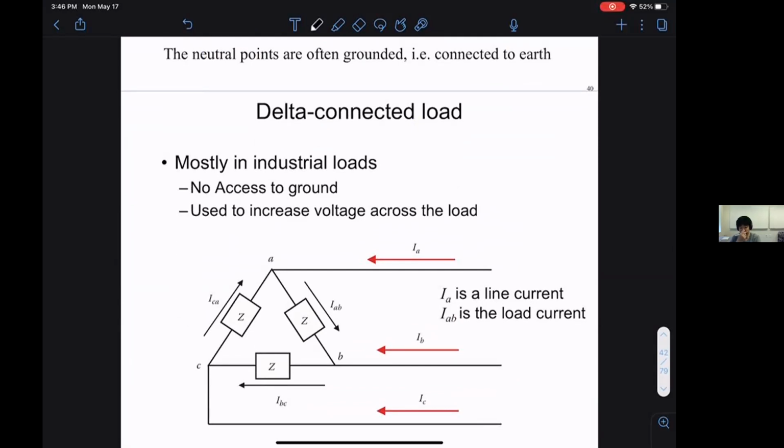Can you think of an application where you have no ground? Where do you find an application with relatively large power consumption but no ground?